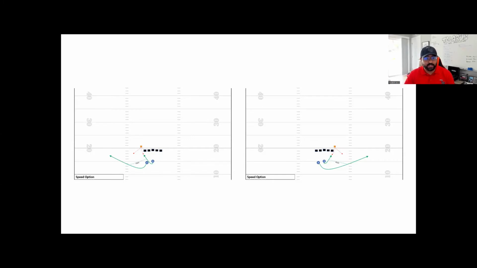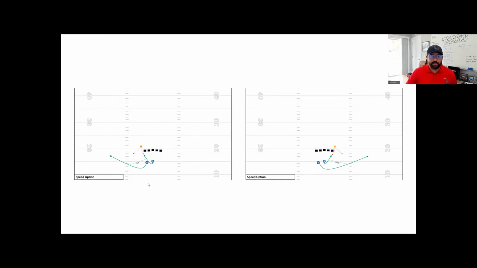The play we're going to be looking at today is the speed option. This is one of my personal favorite plays. I believe this is going to be one of the most frustrating plays for other teams to defend us on this year. So let's talk about what it is.